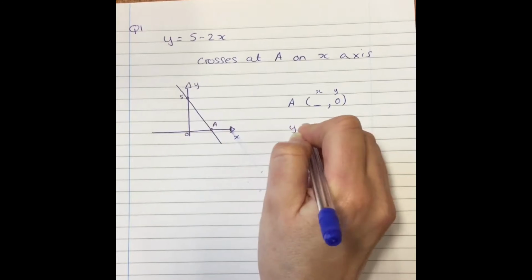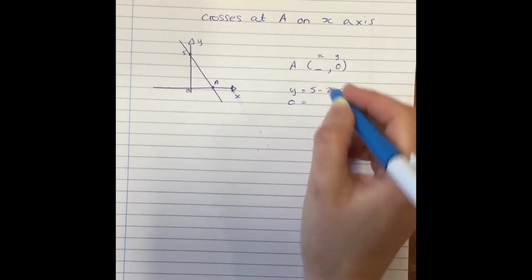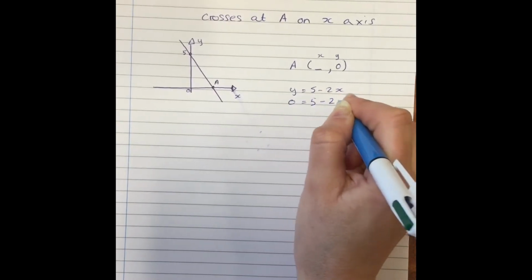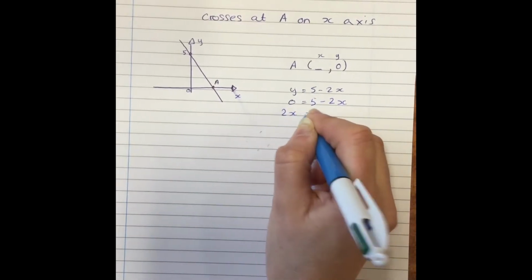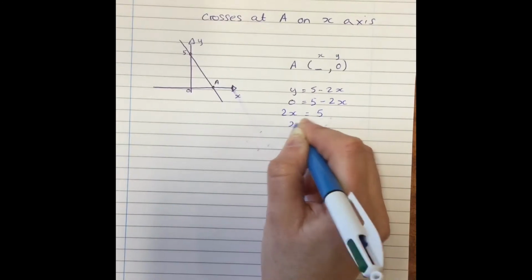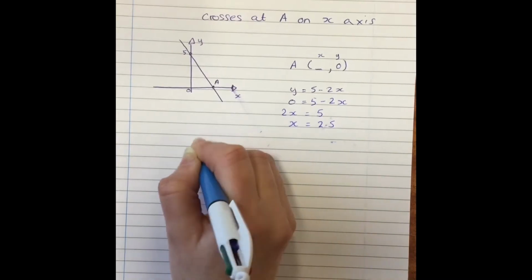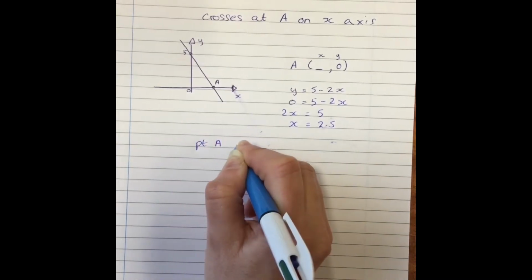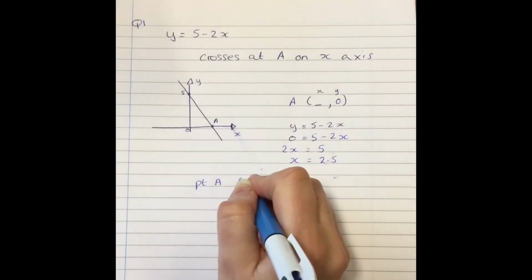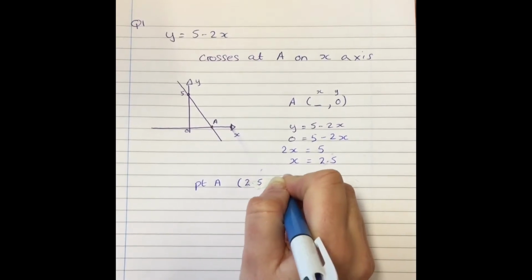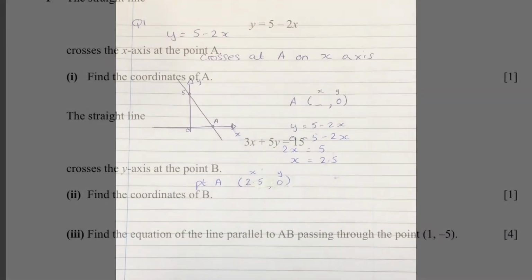So if I say y is 5 minus 2x, but y is also 0, then 5 minus 2x is 0. If I add 2x to each side, then 2x will equal 5. So x is equal to 5 divided by 2, which is 2.5. So the point A, which lies on the x-axis and is on the line y equals 5 minus 2x, is 2.5, 0, where the x-coordinate is 2.5 and the y-coordinate is 0.